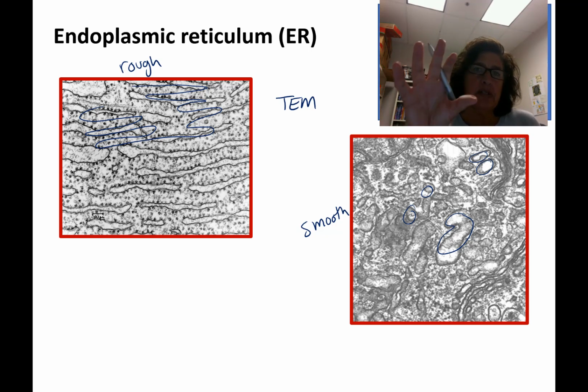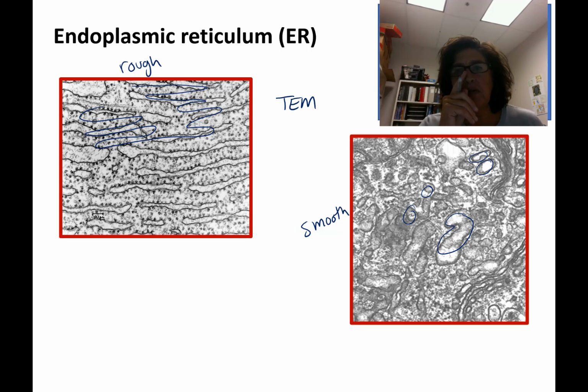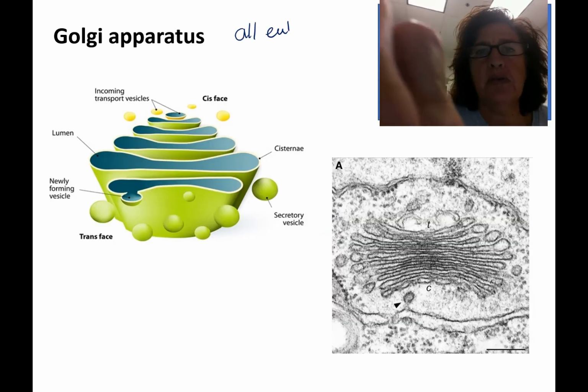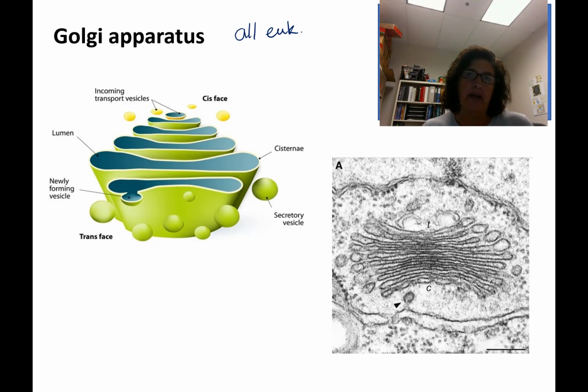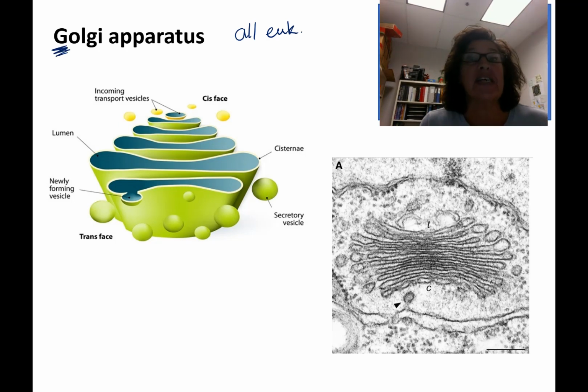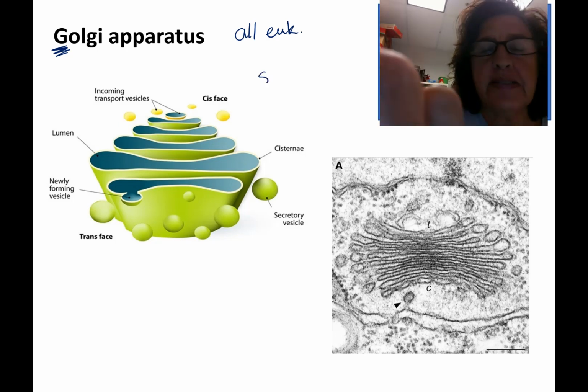Okay, so this is near the nucleus, right? Continuous with the nuclear membrane. The next organelle in all eukaryotes, plants and animals, is the Golgi apparatus. This is the one organelle that you must capitalize because it's named after the scientist that discovered it, Golgi. This is different. This is a series of individual stacks of sacs.